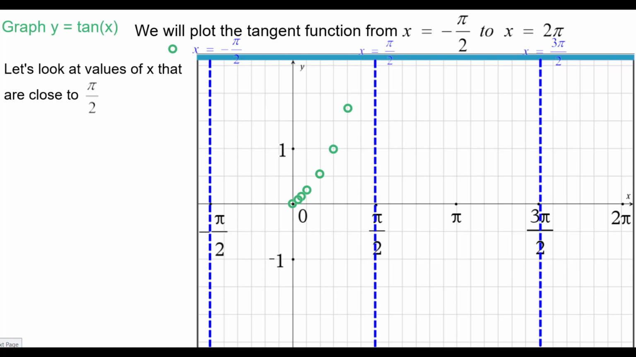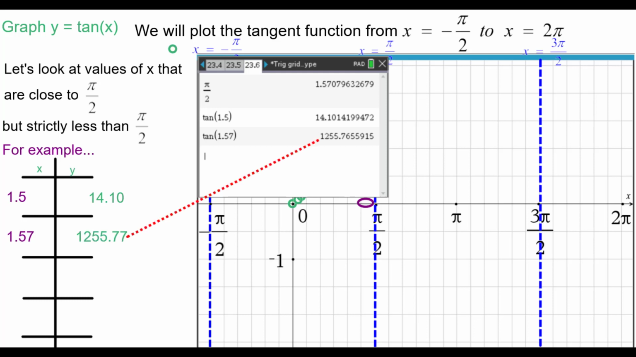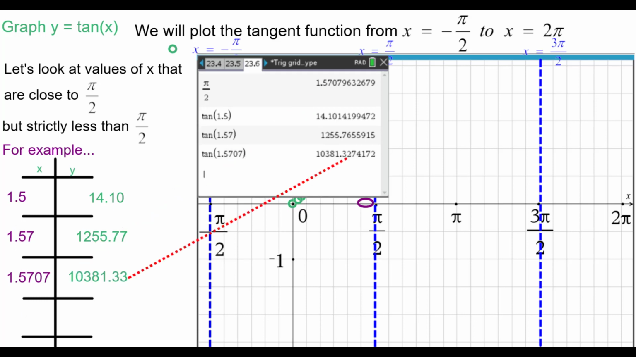The other place I want to look is at values of x that are close to pi over 2, but strictly less than pi over 2, and we're talking about these x values right here. So here's pi over 2 to several decimal places. A number that's close to pi over 2 but less than it would be like 1.5. So I'll go ahead and take the tangent of that and get about 14.1. Getting a little closer, I'll go with 1.57 for x. And the tangent of that is, whoa, 1255.77 approximately. And then 1.5707 is less than pi over 2, but pretty close to it, closer to it than the previous two. And when I take the tangent of that, it's 10,000 something.